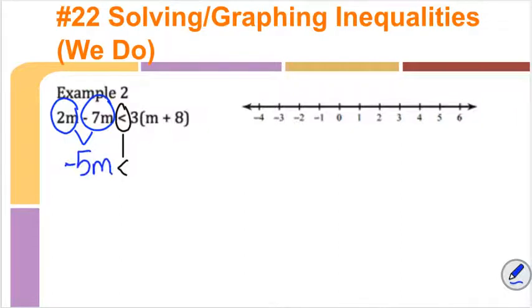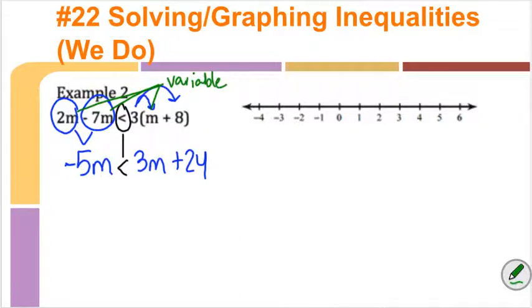I also notice on the right side that I have the distributive property, so I can go ahead and distribute. So that's 3m, 3 multiplied by m, and 3 multiplied by 8 is positive 24. Now remember, I'm looking for my variable, which in this case is m.